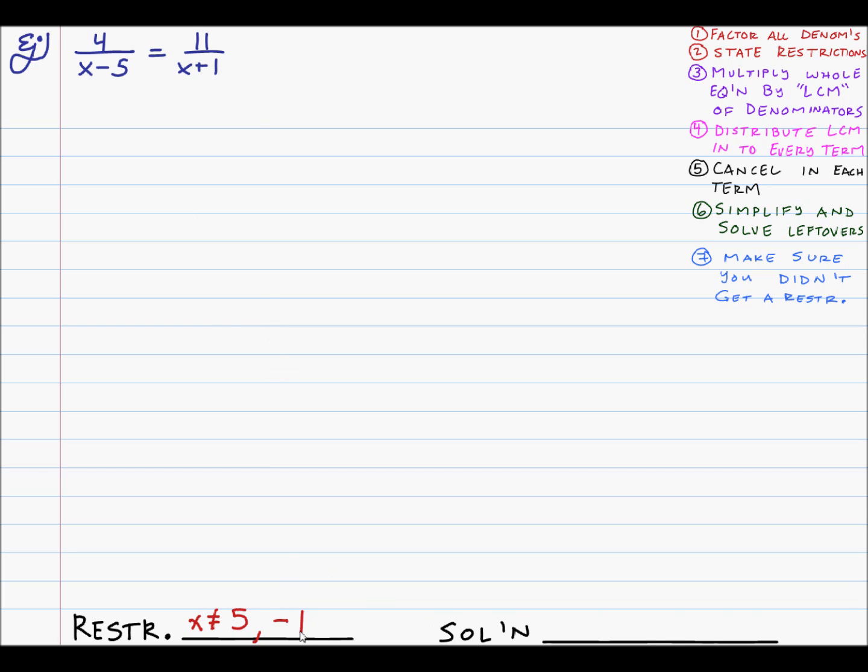Alyssa, what would make this denominator equal to 0? Yep, exactly. Negative 1. So we've got 2 restrictions. X does not equal 5 because that would make the first denominator 0. And x does not equal negative 1 because that would make the second denominator 0. So, good deal.